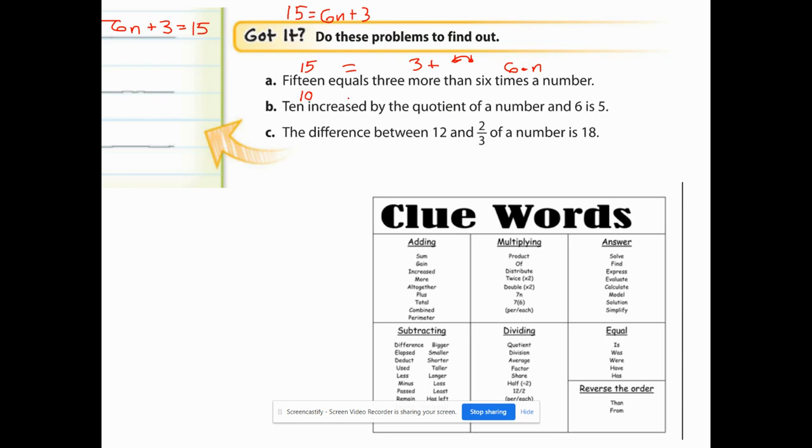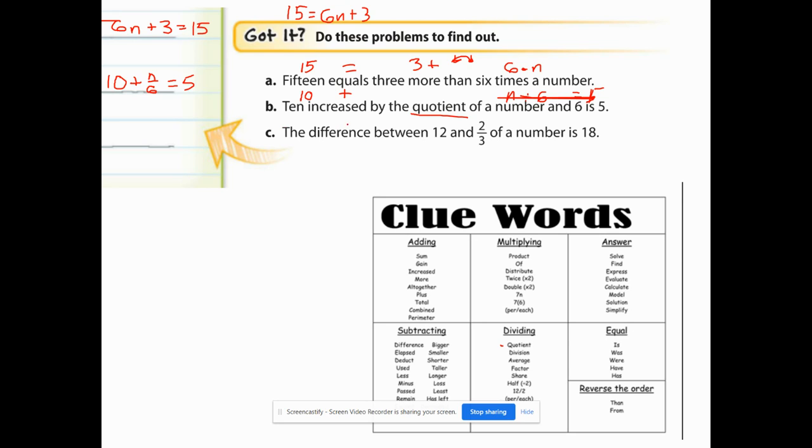10 increased by is a word for plus, the quotient, so I look for quotient, that means division of a number and 6, so quotient of n divided by 6 equals 5. Okay, so we would write that 10 plus n divided by 6 equals 5. That's our equation. Okay, C, go and try C.